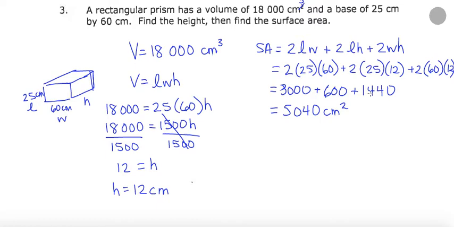So we've reverse engineered this formula for volume to help us find a missing measurement within our prism. And then we've used that information to help us find the surface area. So now you're exposed to the different version of that surface area formula. So like I said before, it doesn't matter which one you use, you will always get the same answer.